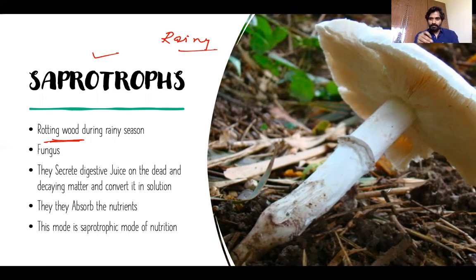Because of the digestive juice, the area near the wood is affected. They produce this secretive juice, and they absorb this juice, and this juice has lots of nutrients. So this mode is known as the saprotrophic mode of nutrition. So what do I mean by saprotrophic mode?